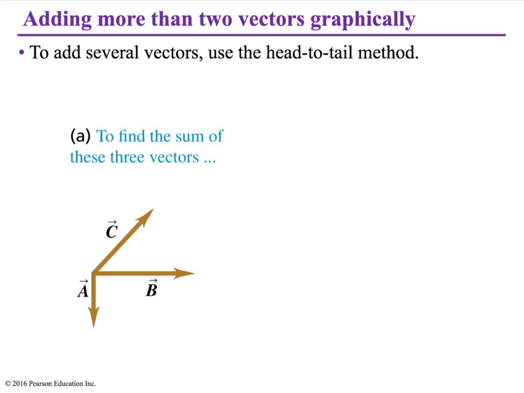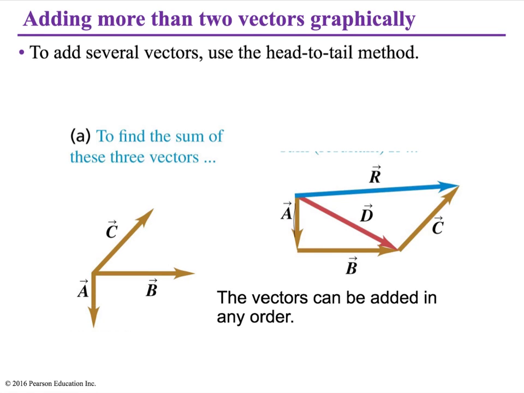If you have more than two vectors that you want to add together, you can just use the head to tail method by continuing. So for example, here we see I go A, and then I added B, and then I added C. And R is the sum of A plus B plus C. So we just continue with the head to tail method.